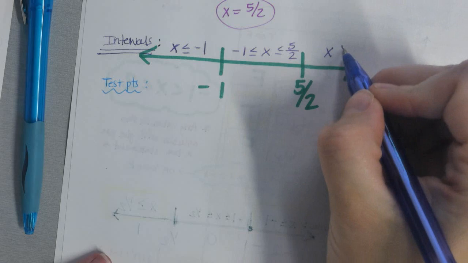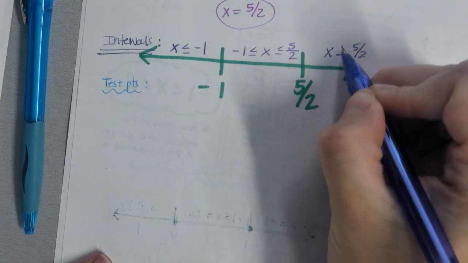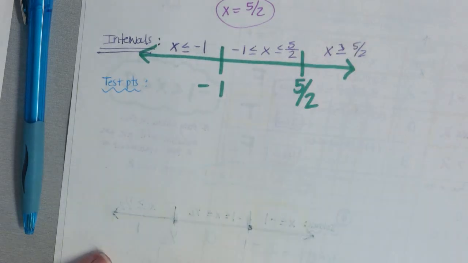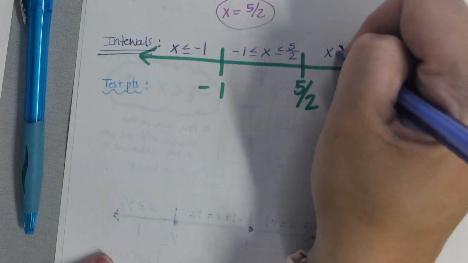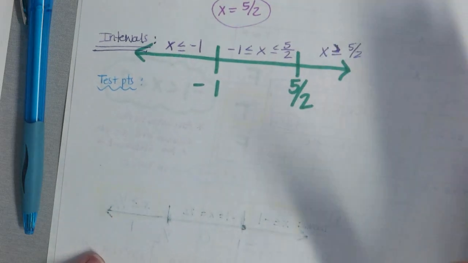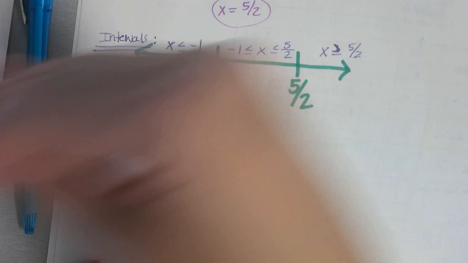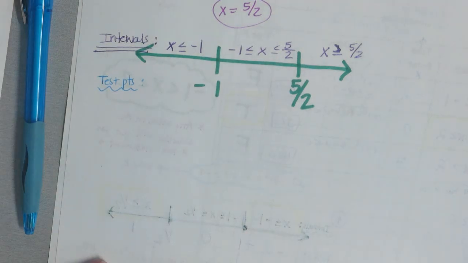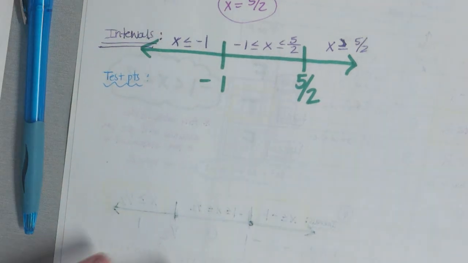So x is greater than or equal to 5/2. And this last one will always be greater than or equal to. When I learned this, did you guys learn that the alligator likes to eat the bigger number? Whatever it's eating is the greater than. I still like that. All right, so now we're going to do some test points.